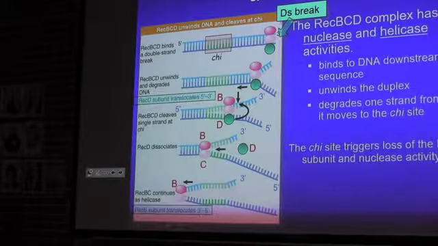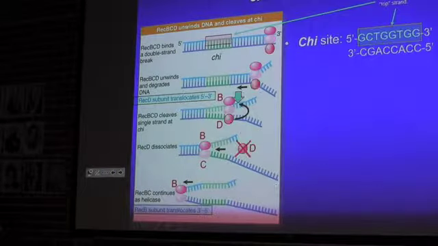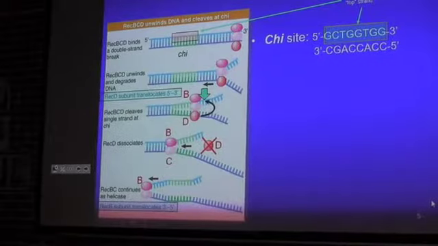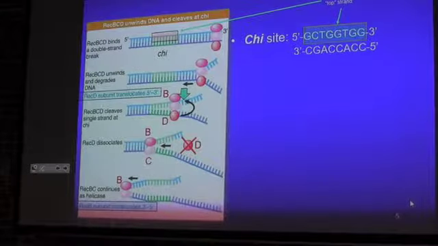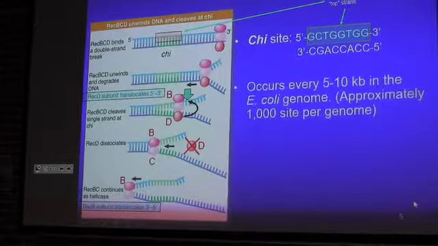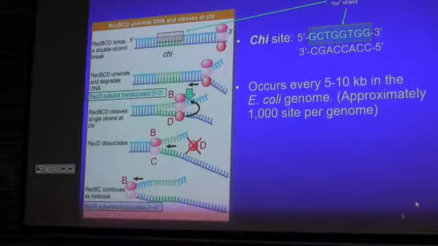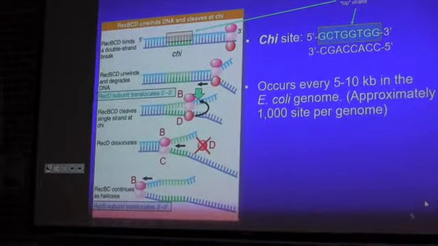Chi site triggers the loss of RecD subunit and nuclease activity. There's the chi site. It only is active on one strand. Occurs every 5 to 10 kilobases. You have about 80 of these chi sites in the E. coli genome. The probability of it appearing by chance is about 4. So the E. coli genome is loaded up with these chi sites.